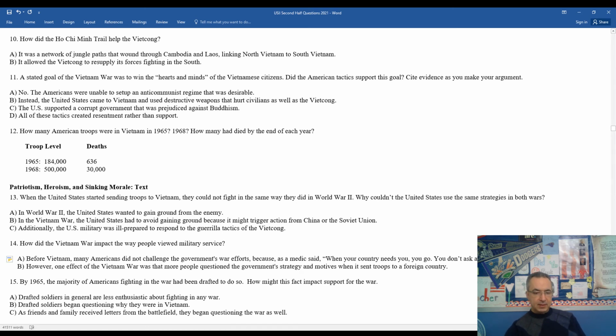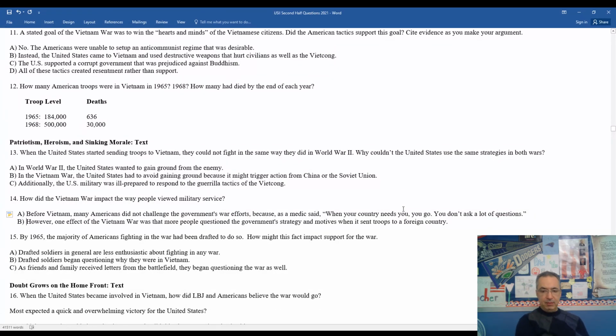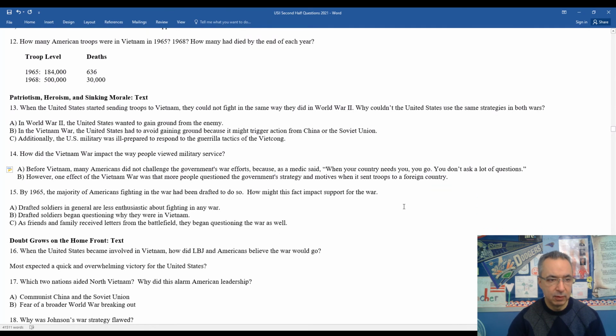Okay, number 15, by 1965, the majority of Americans fighting in the war had been drafted to do so. How might the fact they were drafted impact support for the war? Well, drafted soldiers in general are less enthusiastic about fighting in any war. Drafted soldiers began questioning why in the world they were even in Vietnam. Friends and family who began to receive letters from the battlefield began to question the war as well. So the lack of a clear direction for the war was also something that was really problematic.